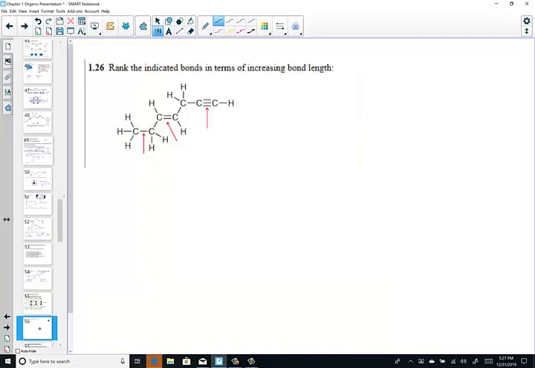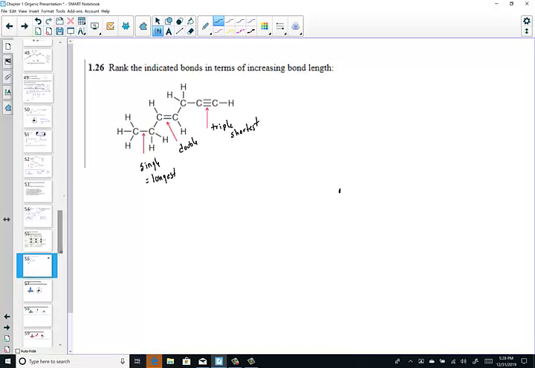And to practice that, simply rank the indicated bonds in terms of increasing length. Here we have a triple bond. Here we have a double bond. And in this structure, I have a single bond. The single bond would be the longest, and the shortest would be the triple. And in between would be the double bond. And that's easy enough to review.